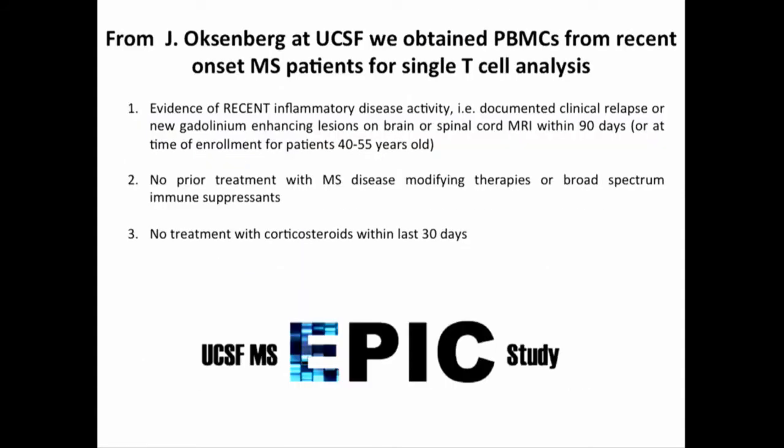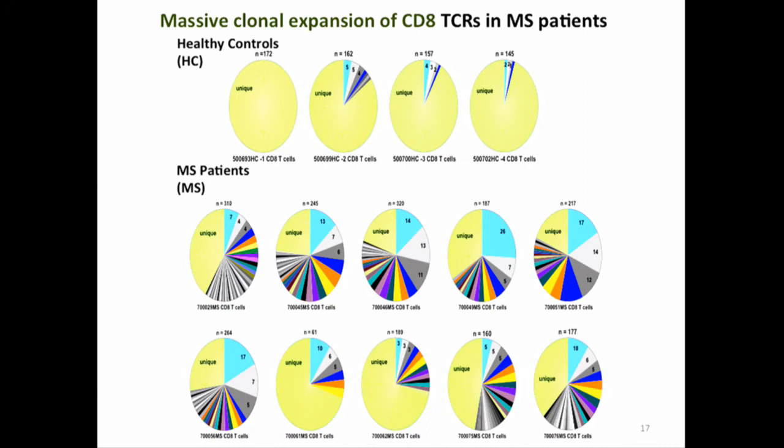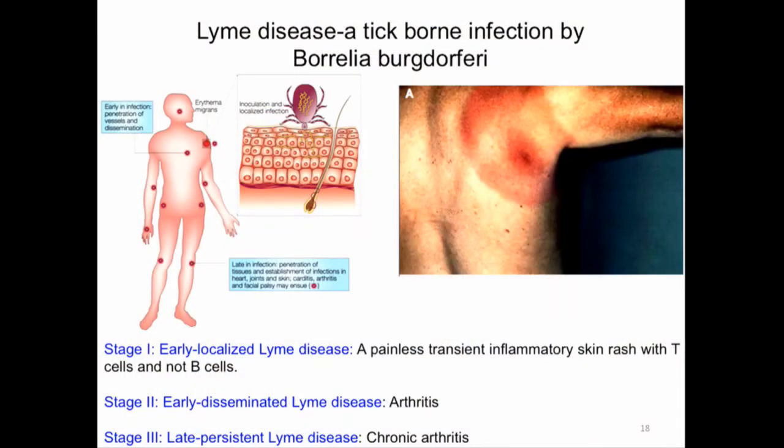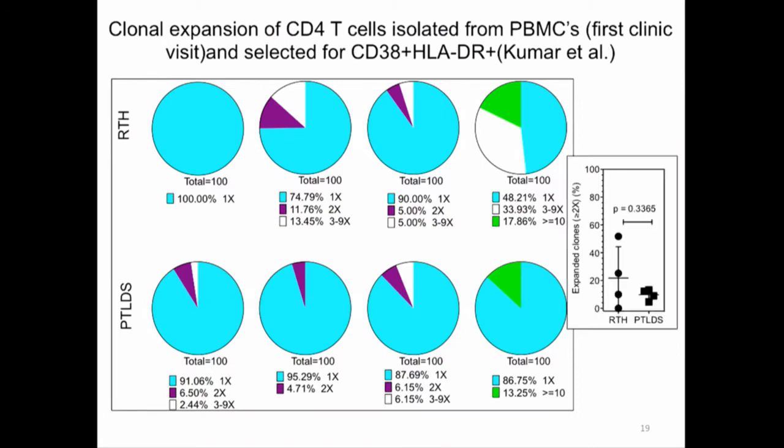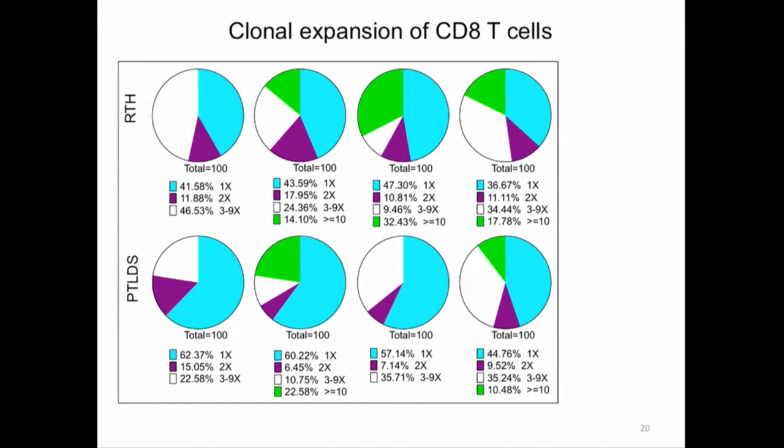We also looked at MS patients in a collaboration with a group at UCSF. Here, in control healthy subjects, we see almost no CD8 clonal expansion, but in almost all of the MS patients, we see massive T cell clonal expansion in the blood. So we can look in the blood and see evidence of really strong T cell proliferation and division, which we associate with specific responses. Similarly, we have another study in Lyme disease. We see the same thing, especially in CD8 cells. So you just see a lot of clonal expansion.